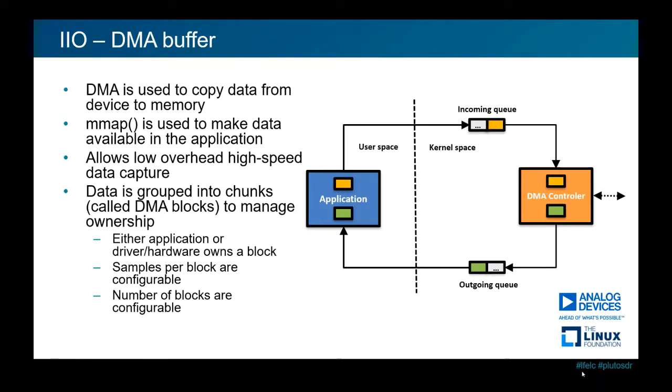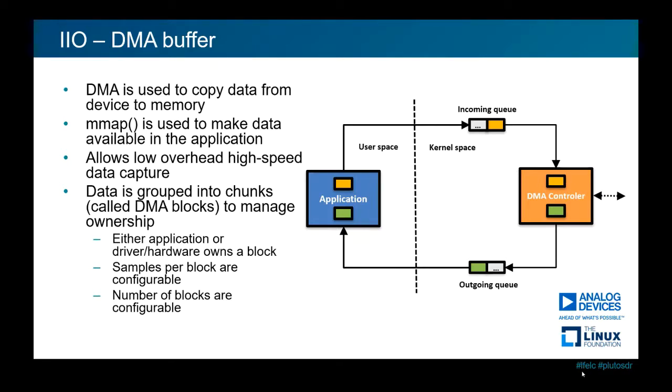I/O supports two types of interfaces. A low speed interface typically used with low speed converters connected via SPI or I2C, and a high speed DMA mastered interface typically used with memory mapped devices. So, this being said, DMA is used to copy the data to or from the device or to memory. On the application side, the user uses mmap to make those data available in the application. All this is zero copy and allows low overhead, high speed data captures.